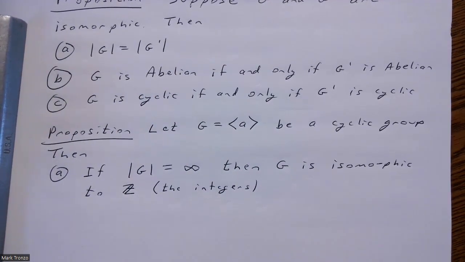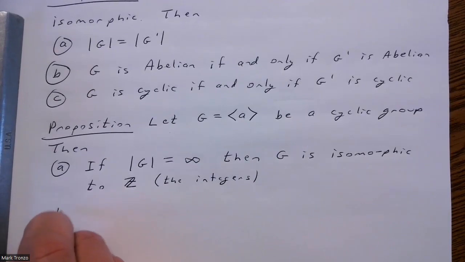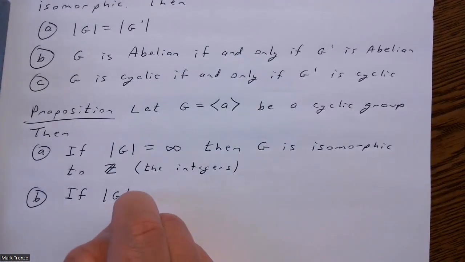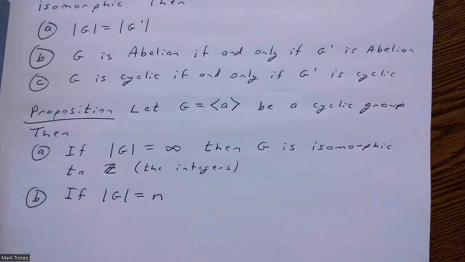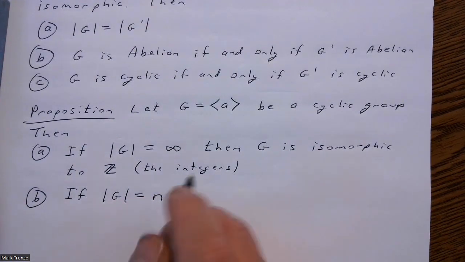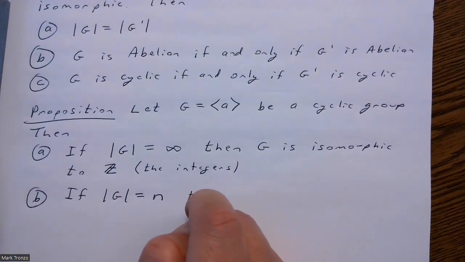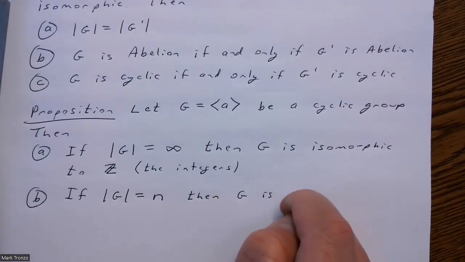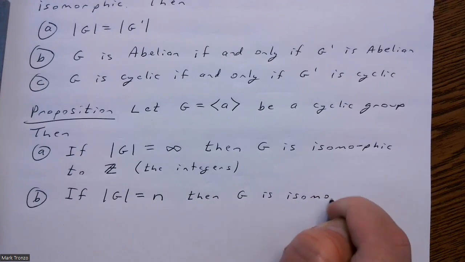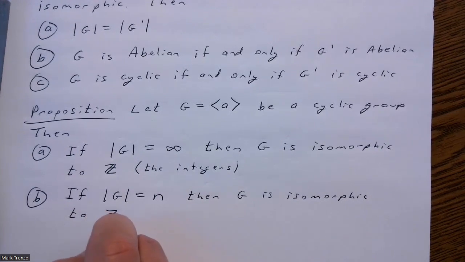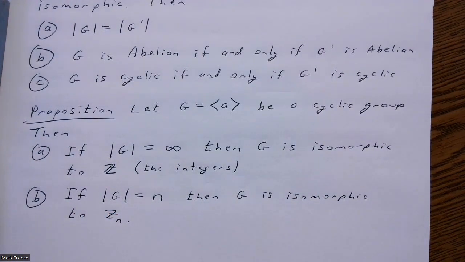And then another related one is if G, again, is a cyclic group, and let's say its order is n. So again, it's a finite group. Then G is isomorphic to Zn, the Zn we're familiar with, that'll be like 0, 1, 2 up to n minus 1.